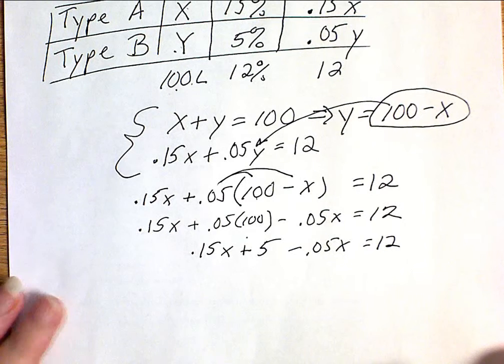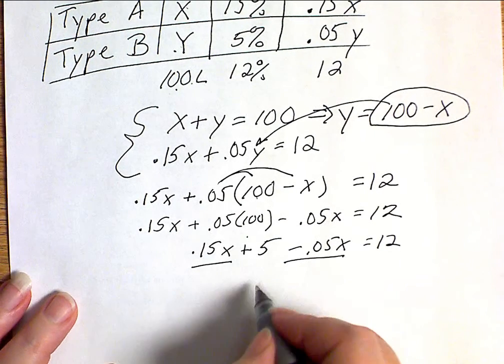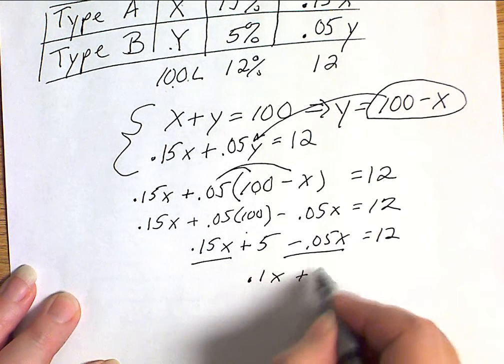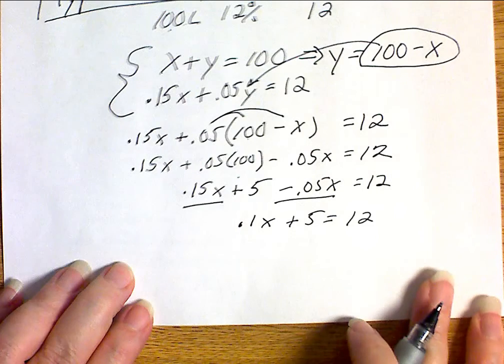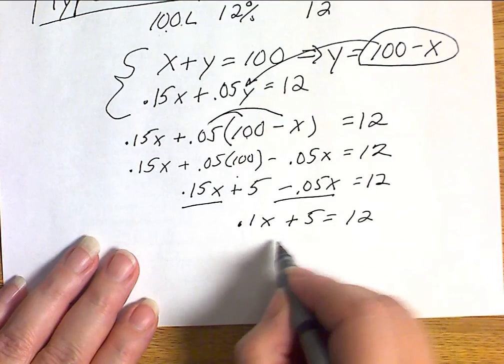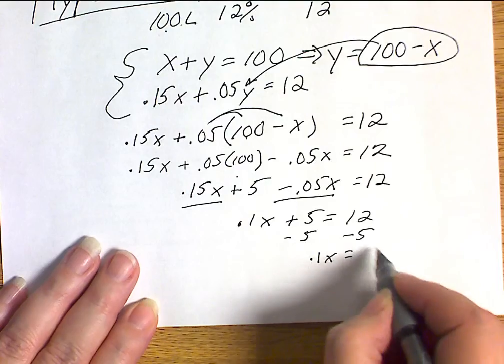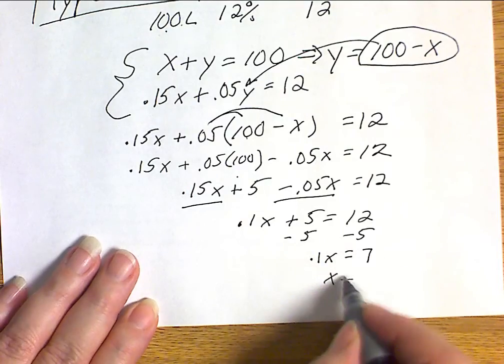Okay. So, combine like terms. We have 0.1x plus 5 is equal to 12. Subtract my 5. 0.1x is equal to 7. Divide by 0.1, x is 70.